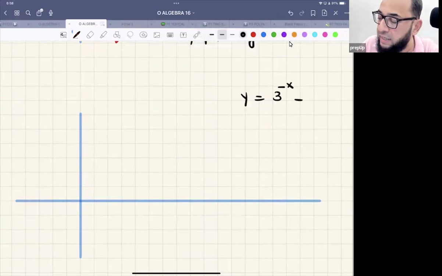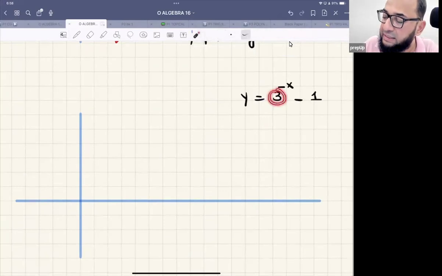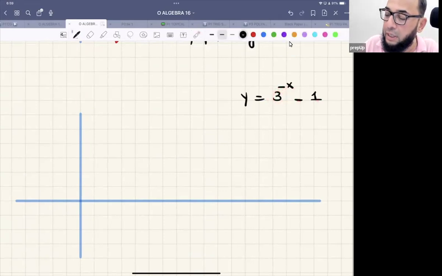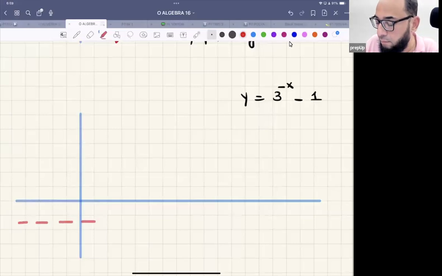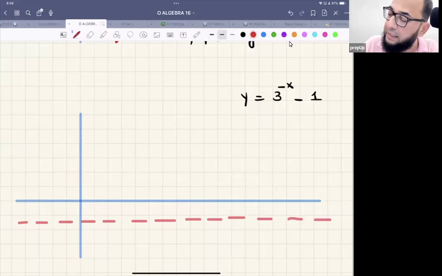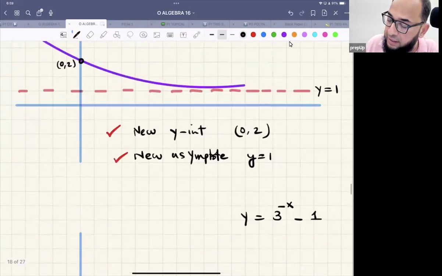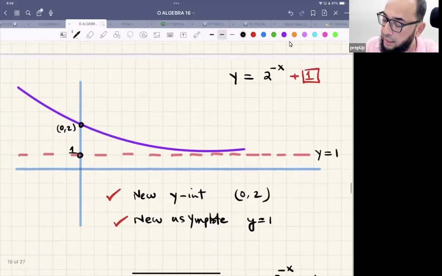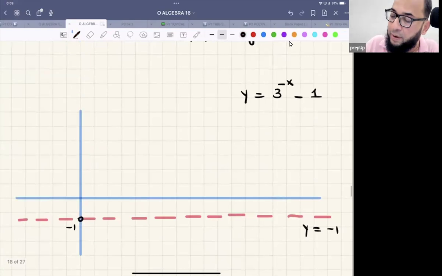Similarly, if I draw the graph y equals 3 raised to the power of negative x minus 1. Again, it doesn't make a difference what the base is as long as it's a positive number. So now let me draw the line that is negative 1. And this is y equals negative 1. Let me mark over here. This was 1. And 3 raised to the power of negative x.